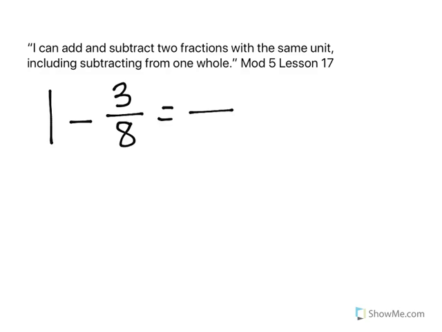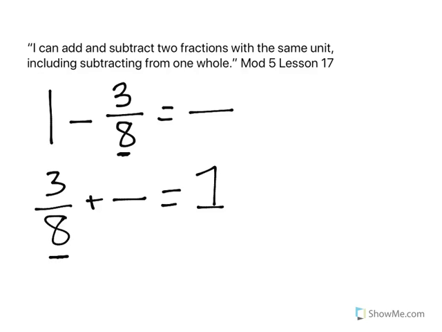We can also rewrite any subtraction problem as an addition problem. So I'm going to go ahead and rewrite this as 3/8 plus something is going to give me 1 whole. Okay, so I can think about if my unit is 8ths, how many would I need to make a whole? So I have 3/8 over here. How many more would I need for it to be a complete whole?